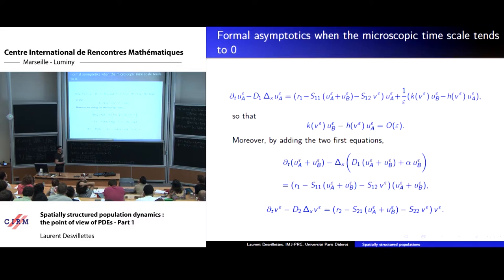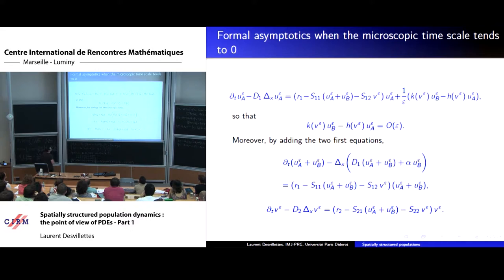So you just look at the first equation, the one which is here, and you multiply by epsilon, and you say that what is here is just epsilon times the rest, that is this minus this. And if you assume that UA epsilon, UB epsilon, V epsilon are bounded in some space, maybe a negative Sobolev space, then this quantity should be of order epsilon. Okay?